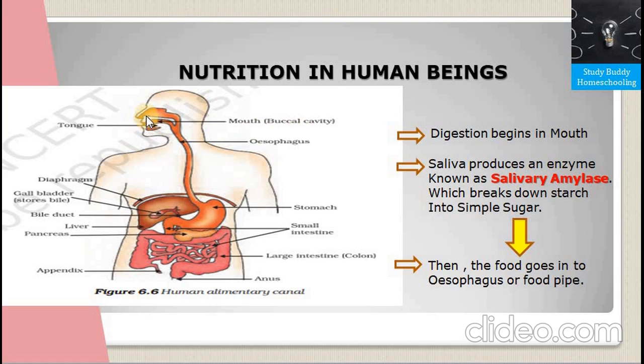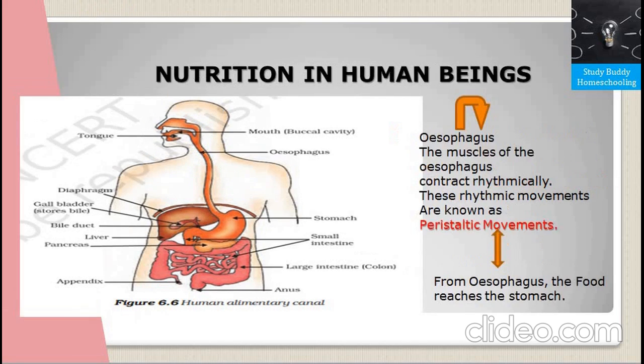So from the mouth, food moves into a tube-like structure called esophagus or food pipe. Esophagus is a long muscular tube-like structure. We have control only till we swallow the food. Beyond that, what happens we don't know.